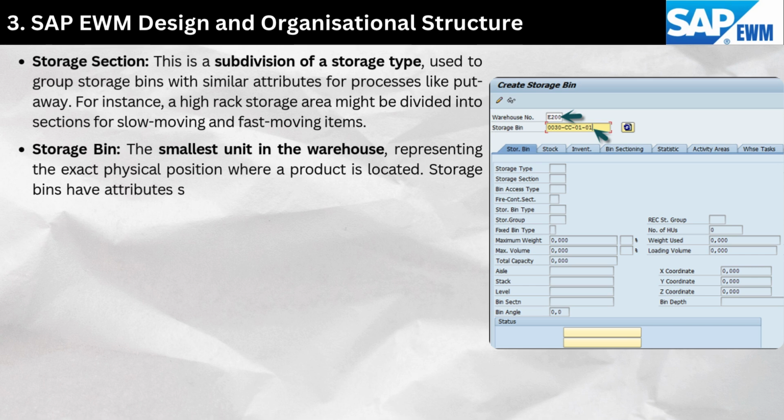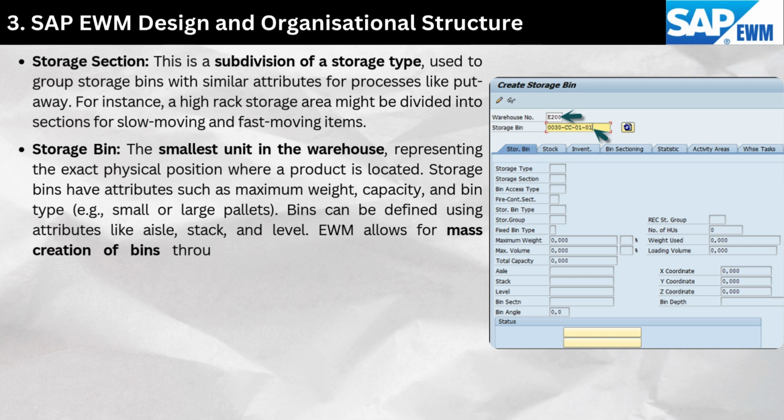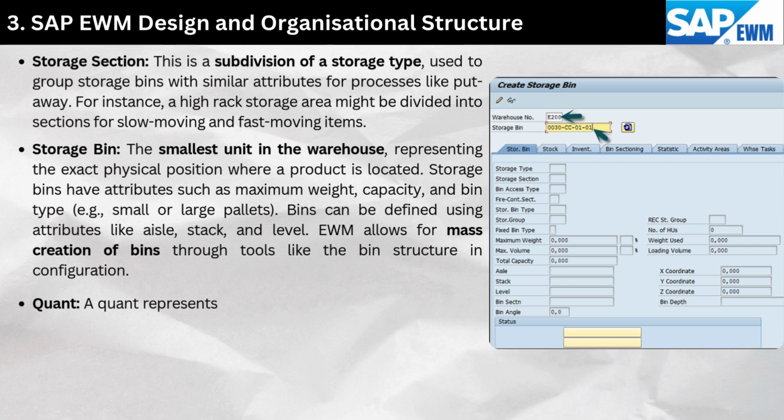Storage bins have attributes such as maximum weight, capacity, and bin type, e.g., small or large pallets. Bins can be defined using attributes like aisle, stack, and level. EWM allows for mass creation of bins through tools like the bin structure in configuration.